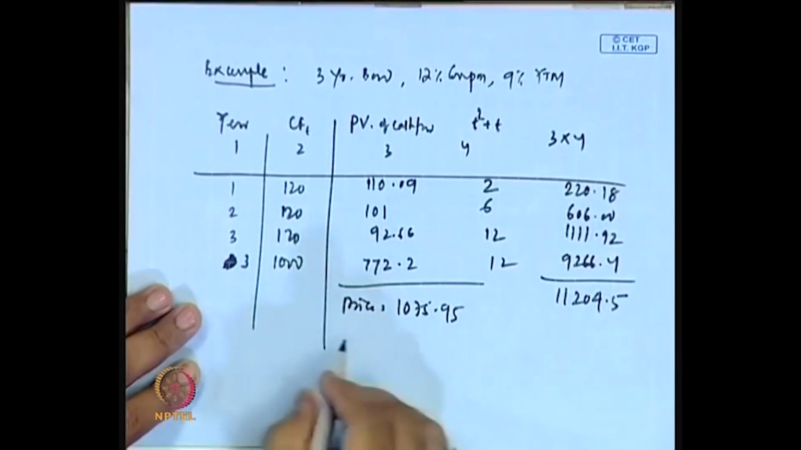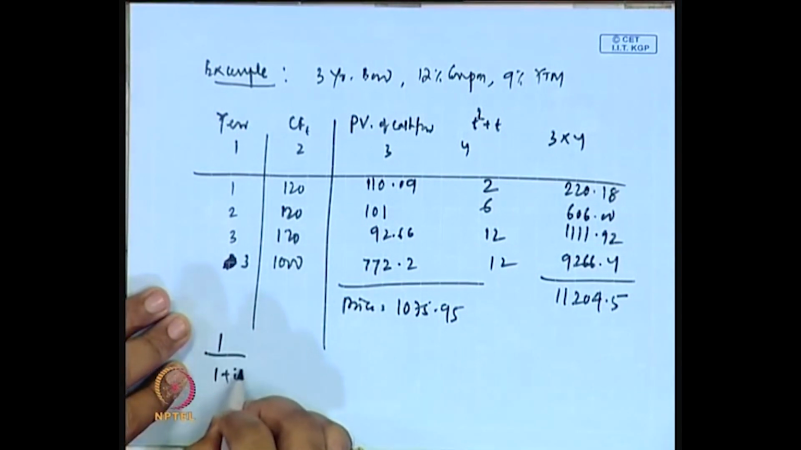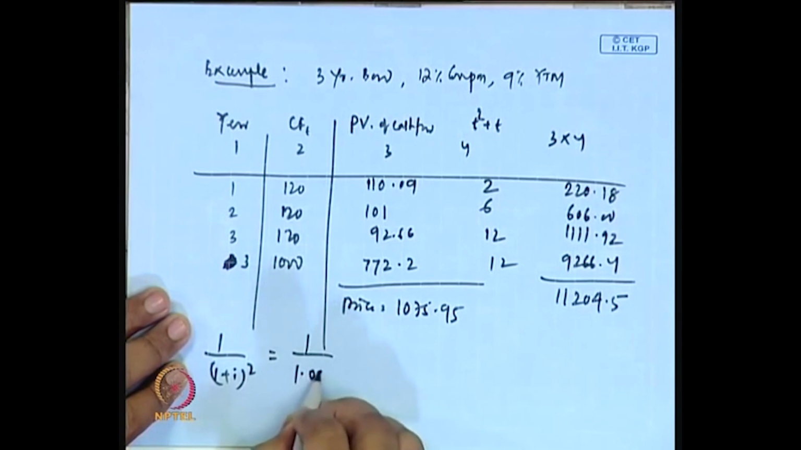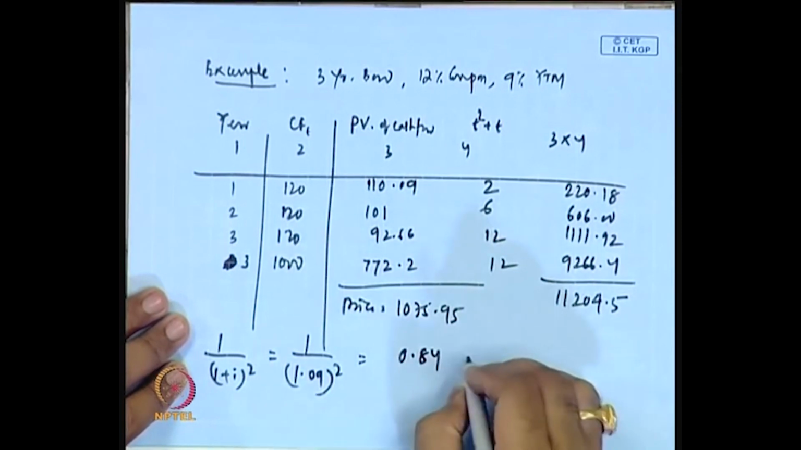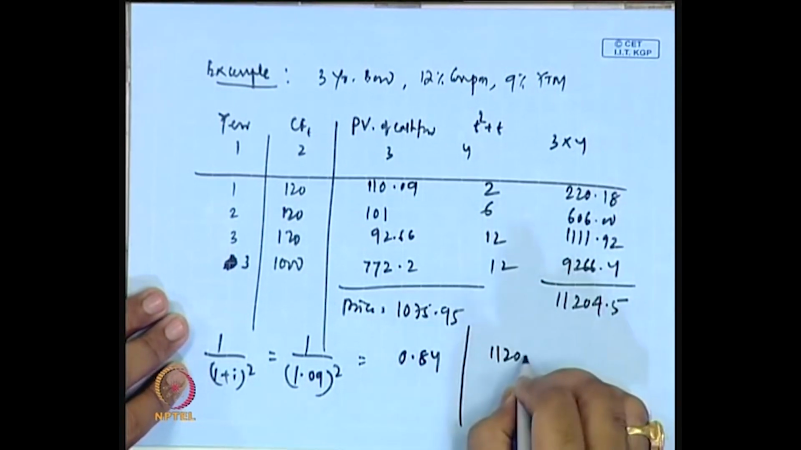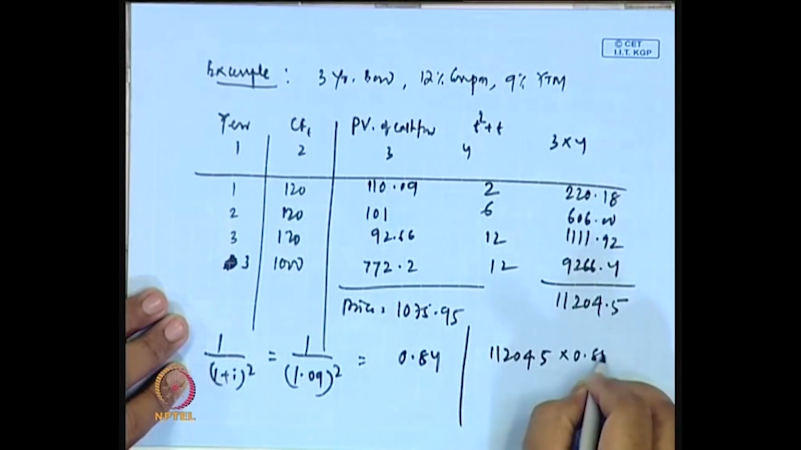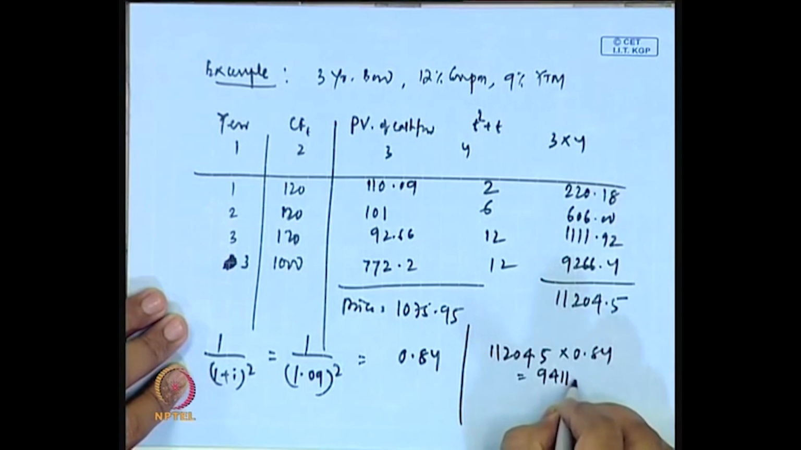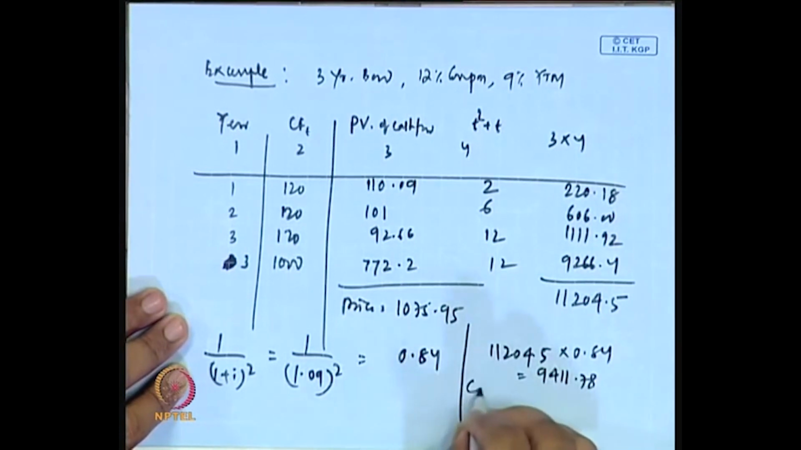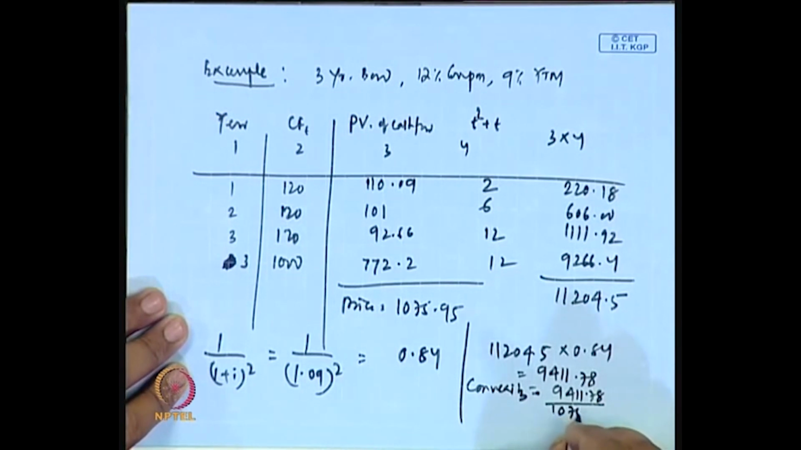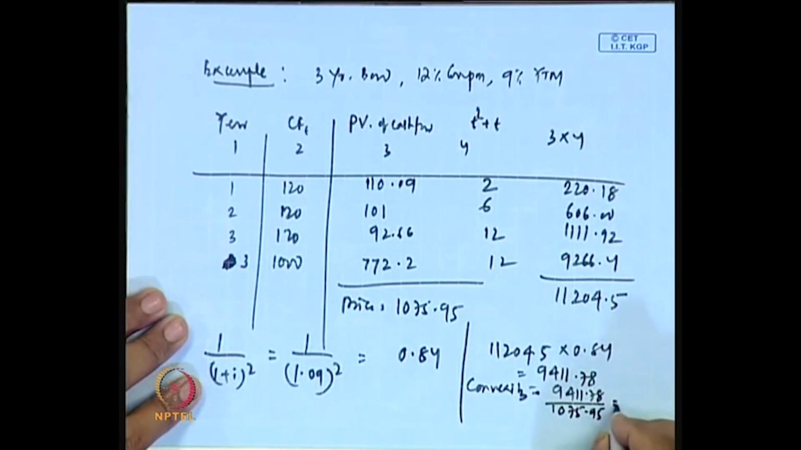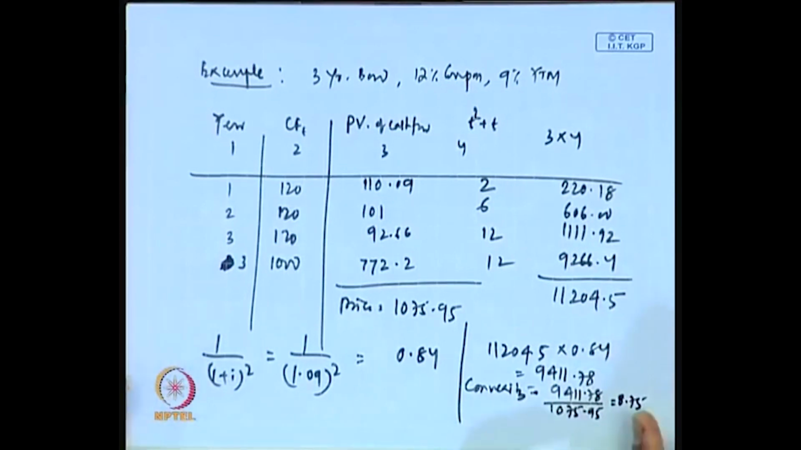11204.5. Then you can calculate 1 by (1 plus i) square, that is 1 by 1.09 square, which will be 0.84. Then 11204.5 into 0.84 will give you 9411.78. Then the convexity is equal to 9411.78 divided by 1075.95, which is 8.75. This is the way the convexity has been measured.